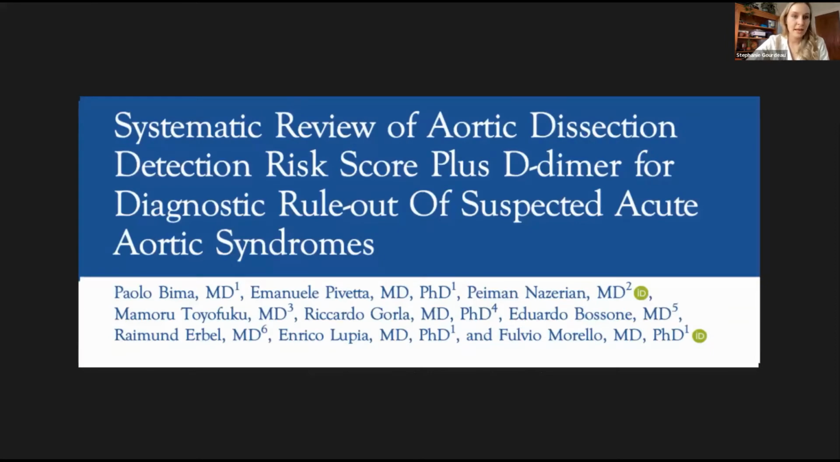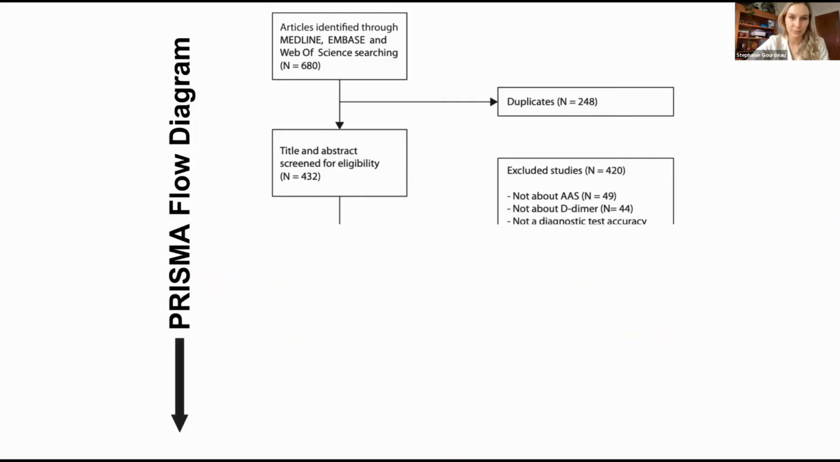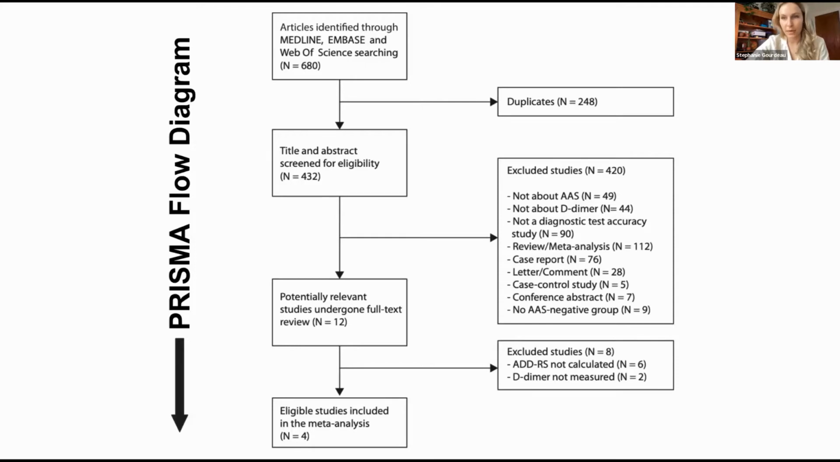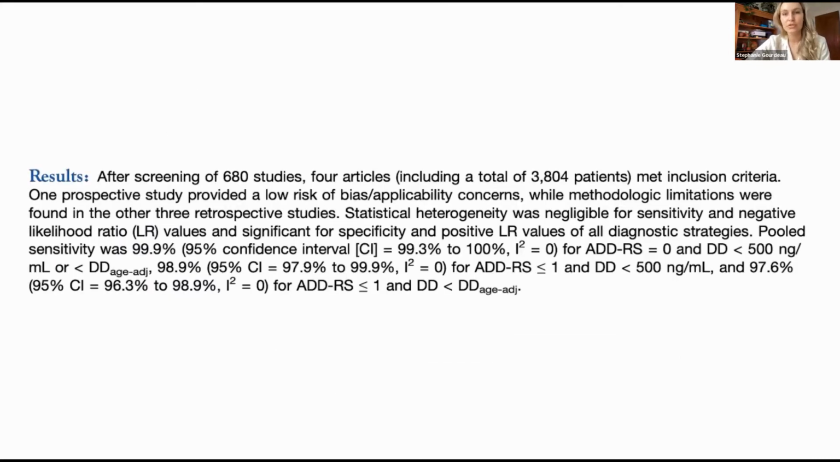So in 2010, Paulo Bima and his colleagues published a systematic review of studies evaluating the integration of the ADDRS with D-dimer in academic emergency medicine. Among the multiple studies that addressed ADDRS and D-dimer in acute aortic syndrome, only 4 studies actually met the inclusion criteria in assessing the diagnostic accuracy of the combination of these two strategies, the ADDRS and D-dimer, for the diagnosis of acute aortic syndrome. And the systematic review demonstrated that the integration of an ADDRS score of 0 or 1 and less with a D-dimer of less than 500 showed negligible heterogeneity and consistently high sensitivity across the studies, thus supporting the diagnostic rule-out of acute aortic syndrome.